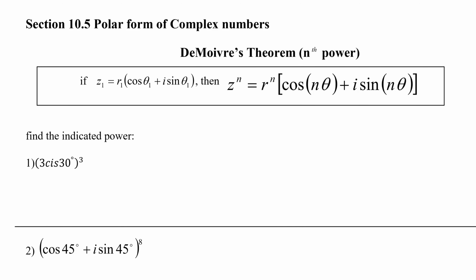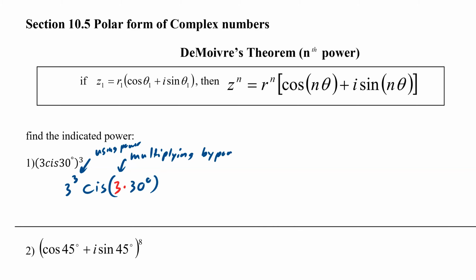So to do this, all we have to do then is cube the radius and multiply the angle inside, just like that. So all we're doing is multiplying and using the power. So this would give us 27 cis 90 degrees. And there you go. That's DeMoivre's theorem.